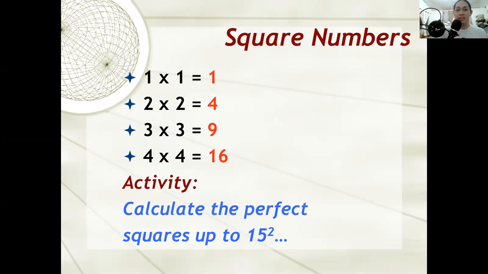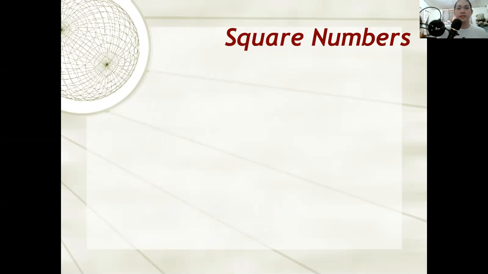Now, in this activity, you're going to calculate the perfect squares up to 15 squared. That's part of your assignment, okay? I hope you will write or list all the perfect square numbers in your notebook so that you will be able to memorize them. Because when you list them all and try to memorize them, it will be easier for you to remember, okay?